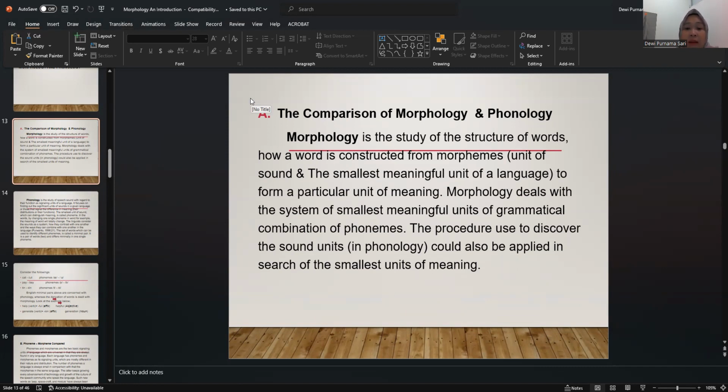This morphology deals with the system of smallest meaningful units of grammatical combination of phonemes, and the procedure used to discover the sound units in phonology could also be applied in search of the smallest units of meaning.